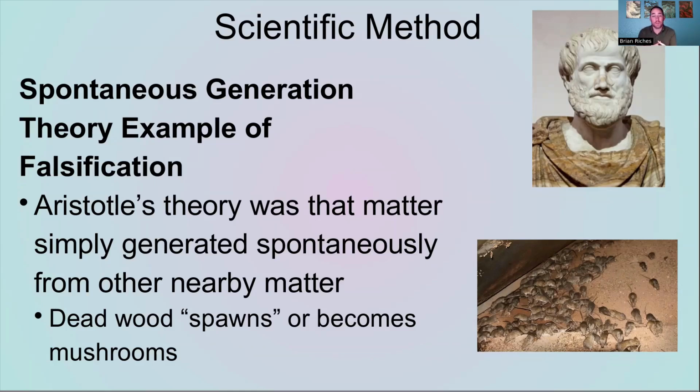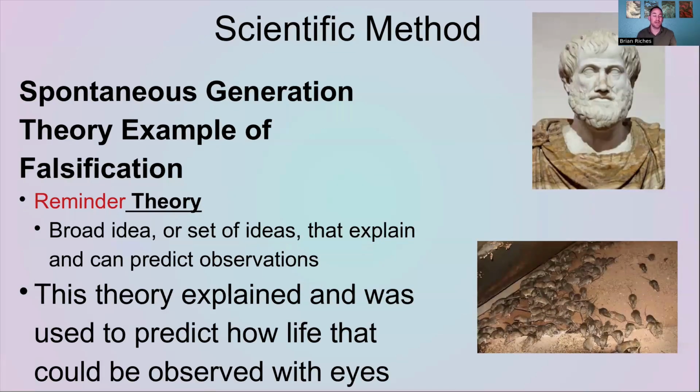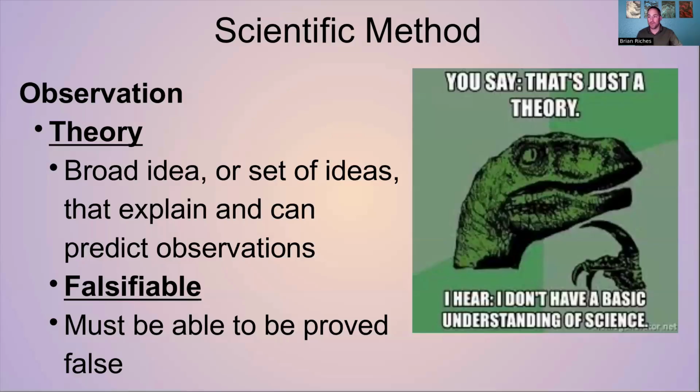Part of that, it was the theory based on their observations. This was the data they had. They explained and predicted what would happen based on their observations. So that was the theory of spontaneous generation. It might sound kind of silly, but this was the broad idea or set of ideas. It explained and predicted what they observed with their own eyes. So remember, a theory is that broad idea, set of ideas. It has to be falsifiable. You have to be able to prove it false.